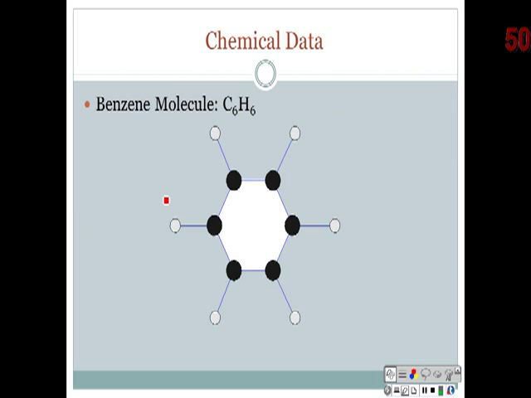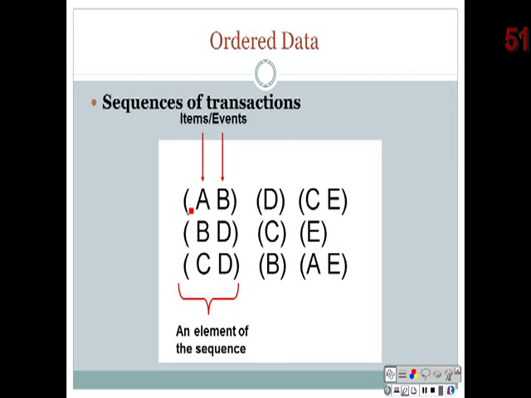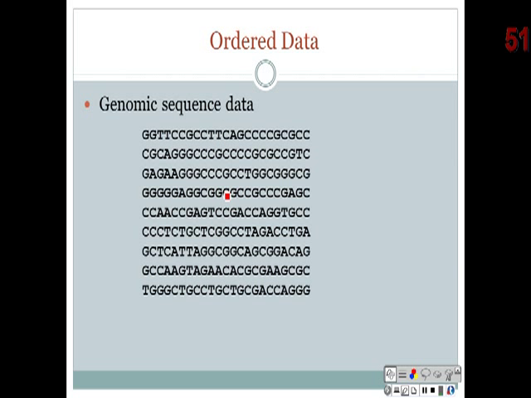From the chemical domain, you can also convert any molecule into some kind of graph, and you can define it by numbers. Sequences of transactions, also ordered data, you can also take under consideration, like here items and events, and this is more based on biology. Genomic sequence data also: you can get the data, find the sequence in the data, and then deal with it. There is also another application for genetic data that can allow you to analyze the data in this domain.